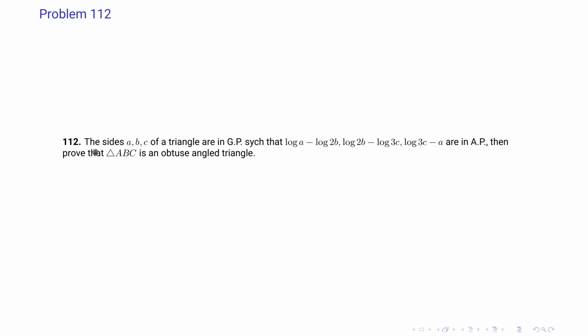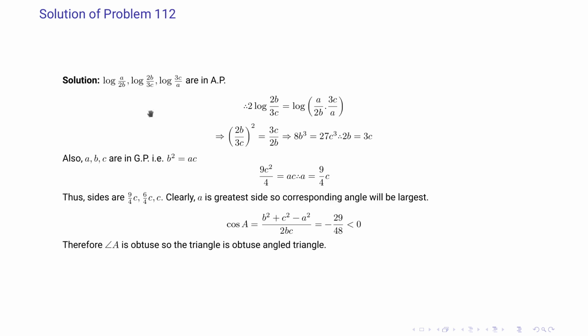Problem number 112 says that the sides a, b, c of a triangle are in GP such that log of a minus log of 2b, log of 2b minus log of 3c, log of 3c minus log of a are in AP, then prove that triangle ABC is an obtuse angle triangle. We are given that log of a by 2b, log of 2b by 3c, log of 3c by a, the subtractions which we have converted into fractional form of log.